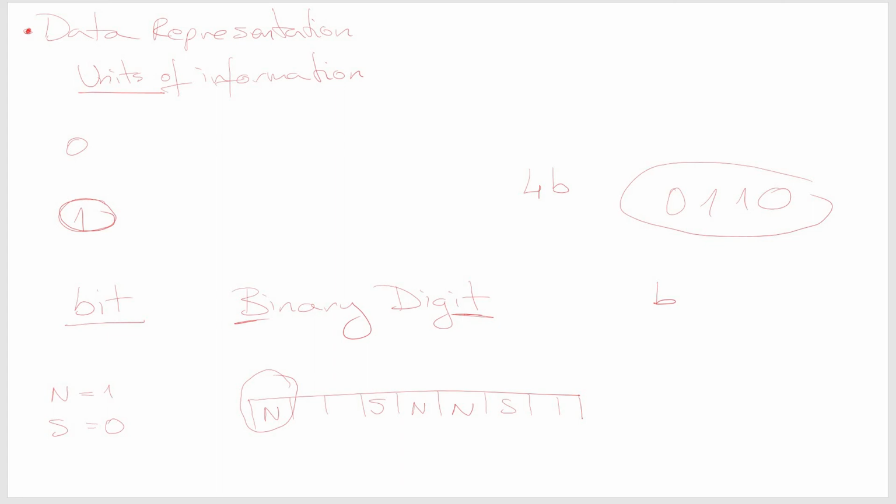So this is the smallest amount of information that the computer can communicate and can store. It is called a bit, which is derived from the term or the word binary digit, and it is represented by the lowercase b.